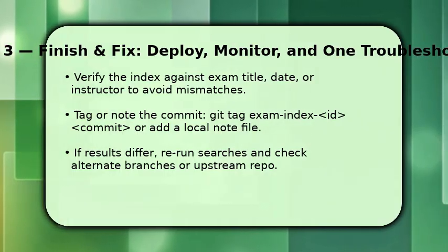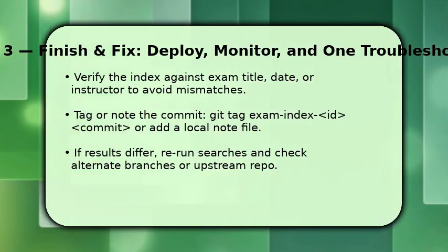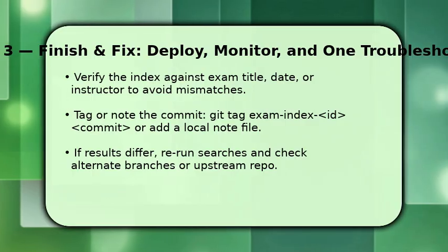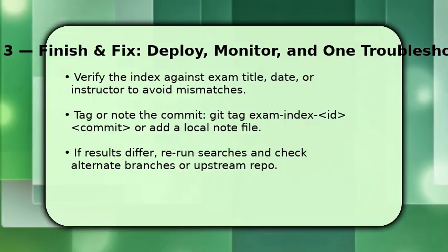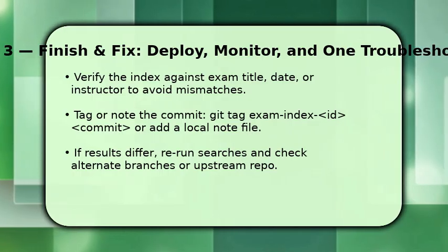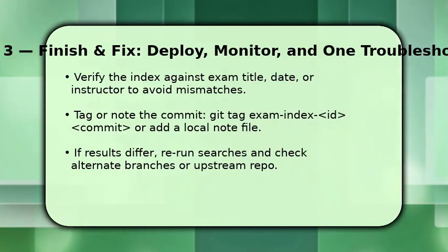Push tags if needed. If you can't find the expected index, make sure you checked other branches and the upstream repository. If still missing, ask the maintainer and include the file path and commit you inspected.